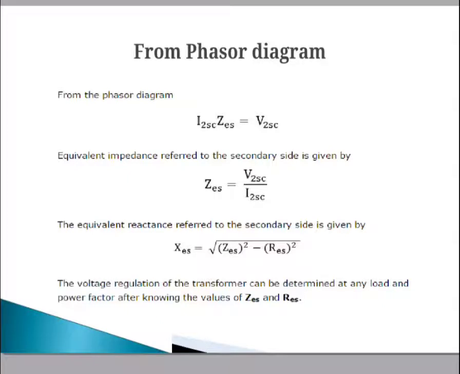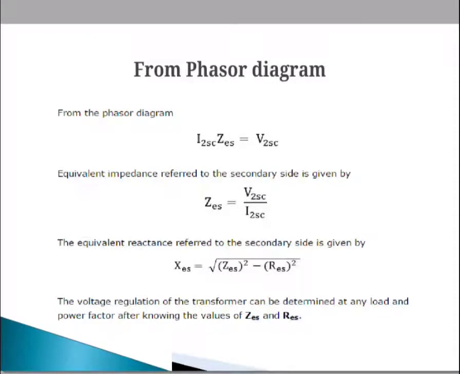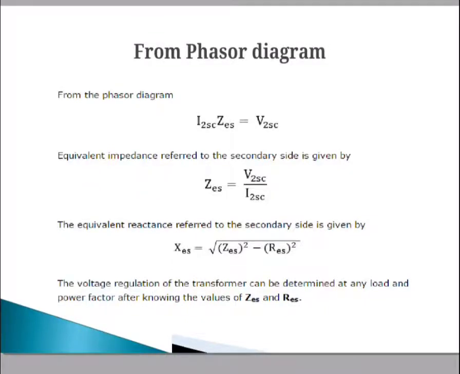Again, the voltage regulation of the transformer can be determined at any load and power factor with the help of ZEC and REC. In the short circuit test, the wattmeter records the total loss present in the system, including the core losses, but the value of core loss is very small as compared to the copper loss. So here we neglect the core loss and obtain the efficiency of the transformer. Efficiency of the transformer is determined as output divided by input into 100.